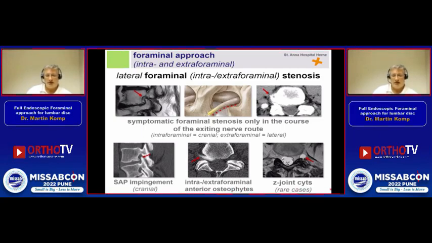Is the problem in the intraforaminal area? That means it's in the cranial part of the foramen. Then we have to address that, for example, SAP impingement. Or is it in the course of the exiting nerve root, if we have osteophytes in the course of the nerve root, mainly in the lateral part of the foramen? Additionally, there are rare cases of Z-joint cysts, which may be in the foraminal area.